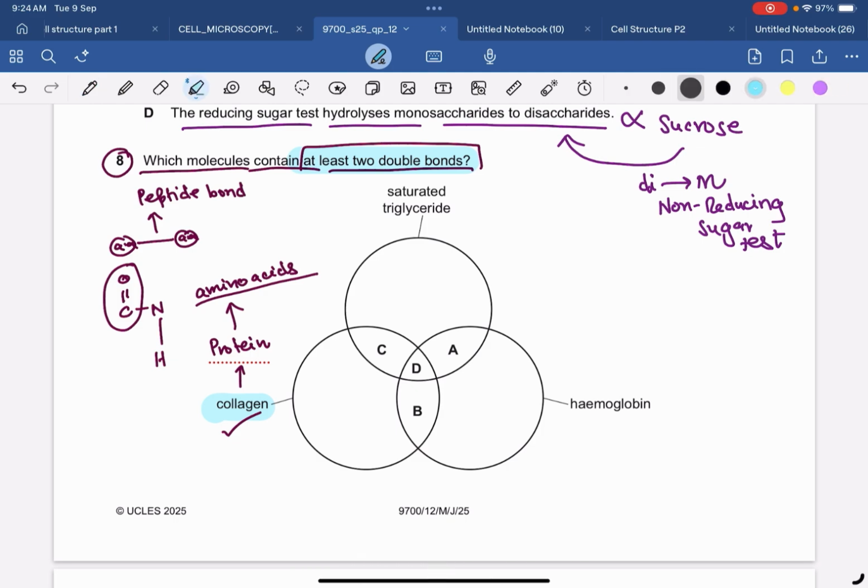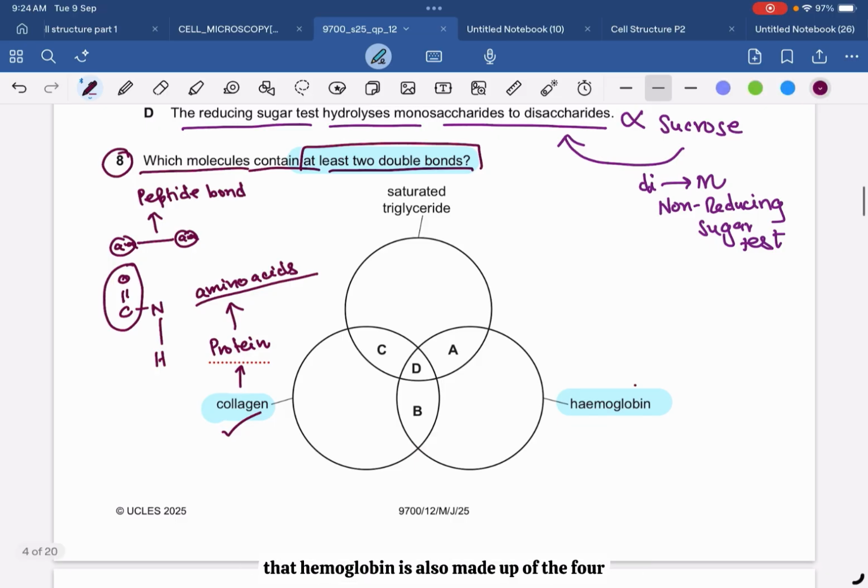And then similarly, if I talk about hemoglobin here, we know that hemoglobin is also made up of 4 polypeptide chains, right? 4 polypeptide chains.